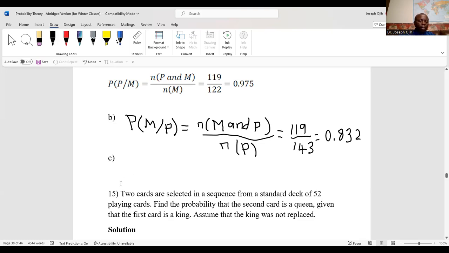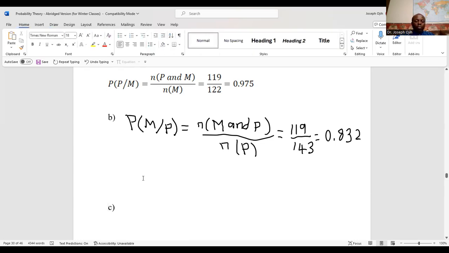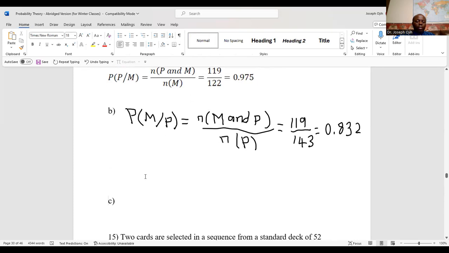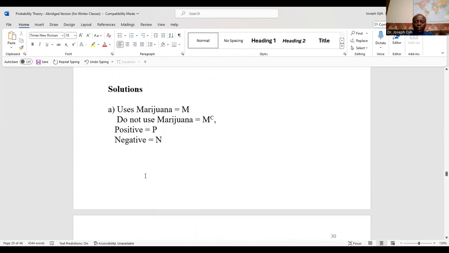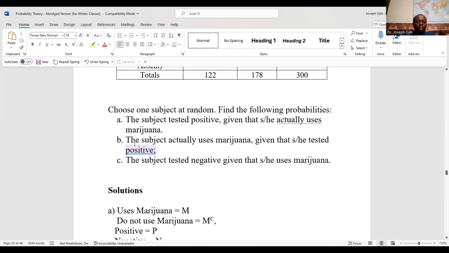Now I tried to write it down, but my writing is not that legible, so I'm still learning how to do it. So let's go back to what we were doing before. The last one says, what is the probability that the subject tested negative, given that he or she uses marijuana?